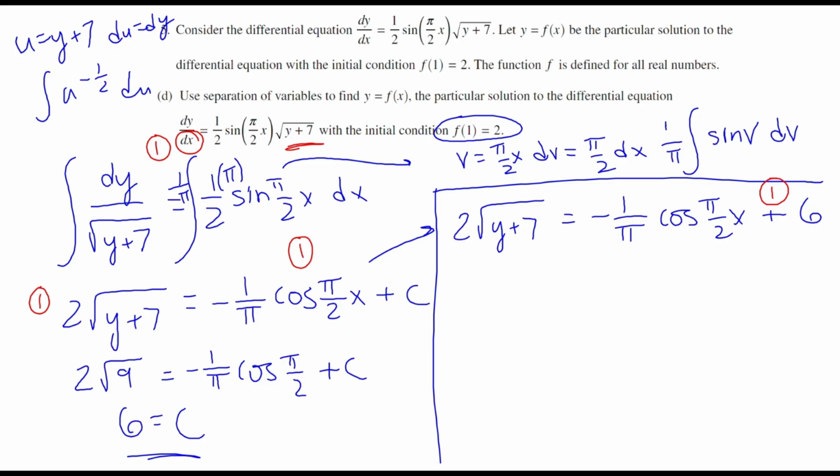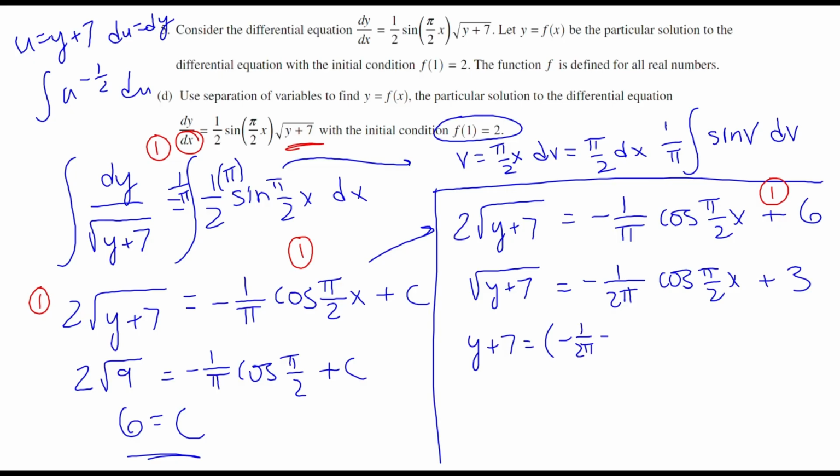First, we're going to divide everything by 2. Right? So if I divide everything by 2, we're going to have negative 1 over 2 pi cosine pi over 2x plus 3. Then we're going to square everything. So we'll have root y plus 7 equals all of that. It's not a plus there. We've got to have a cosine there. Cosine pi over 2x plus 3.